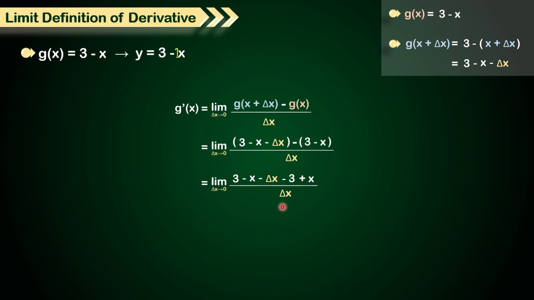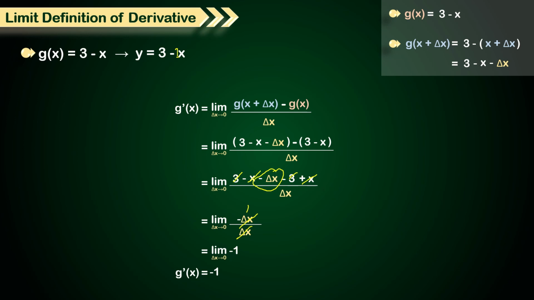Combine similar terms. 3 minus 3 is 0, and negative x plus x is also 0. Continue. Limit of negative delta x over delta x as delta x approaches 0. Simplify it further, which is negative 1. Limit of negative 1 as delta x approaches 0. Then, the derivative of the function is negative 1.